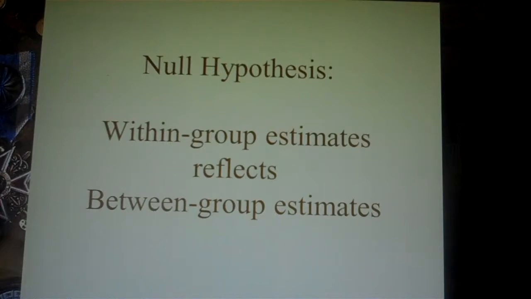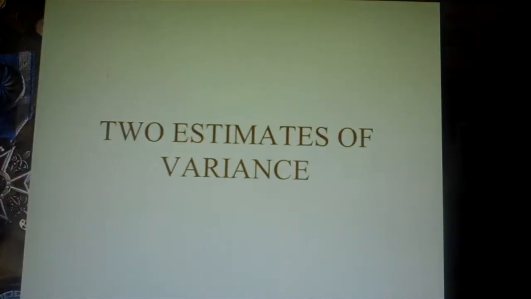Okay, what is our null hypothesis? Well, the null assumes that within group estimates reflect between group estimates. That is to say, the same variation you will find within a group, you will also find between multiple groups. That is your null, and I will expound on that in a second or two. We have two estimates of variance.